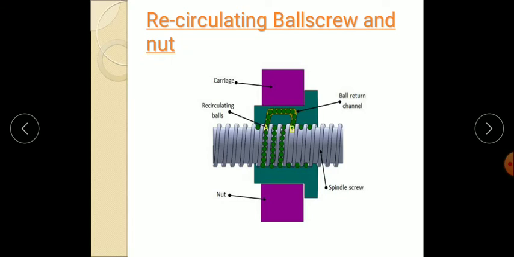The flange nut is attached to the moving part of a CNC machine tool and the screw rotates. The nut translates the moving part along the guideways. So this is the screw. So next, the recirculating parts play that role.